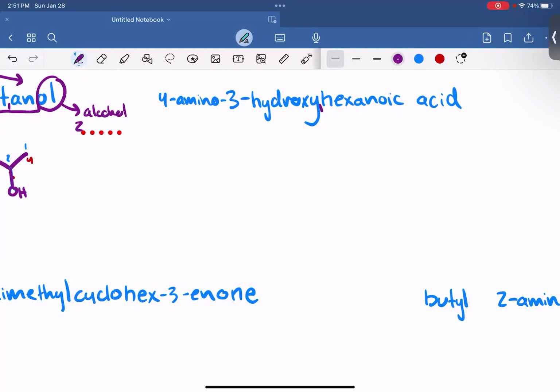First thing you're going to do is look at the root, hexan. Hex is 6, so 1, 2, 3, 4, 5, 6. And my highest priority functional group is a carboxylic acid. Remember, it's a chain terminating functional group, so it must be on the 1 carbon.